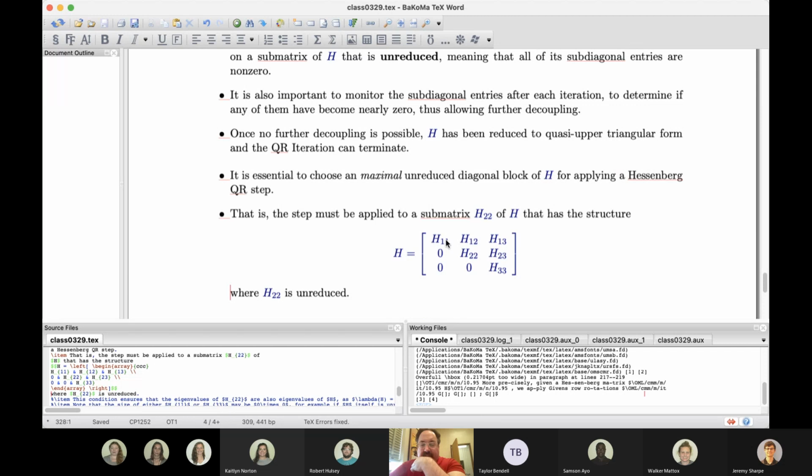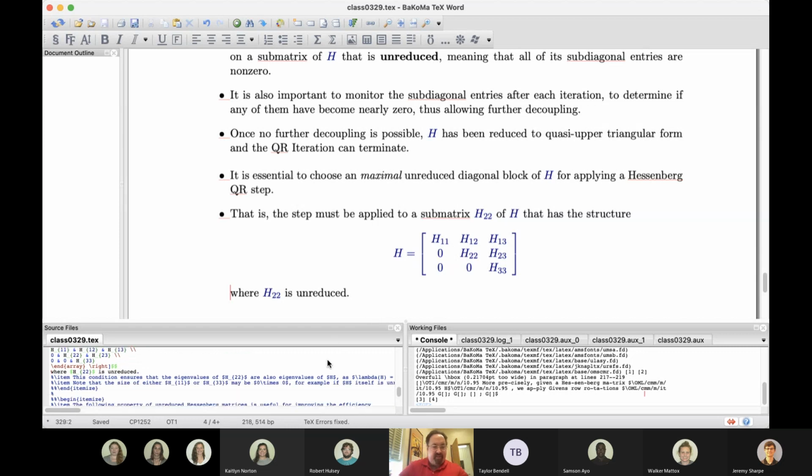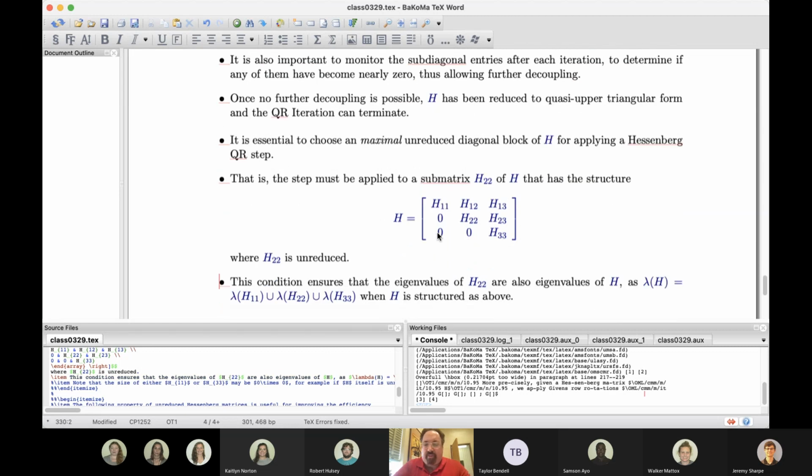You think of H as having a structure like this, where H22 is unreduced, but you have a 0 and a subdiagonal here and also here. That's how you ensure that you're finding correct eigenvalues, because the eigenvalues of H come from the eigenvalues of H11, H22, and H33.